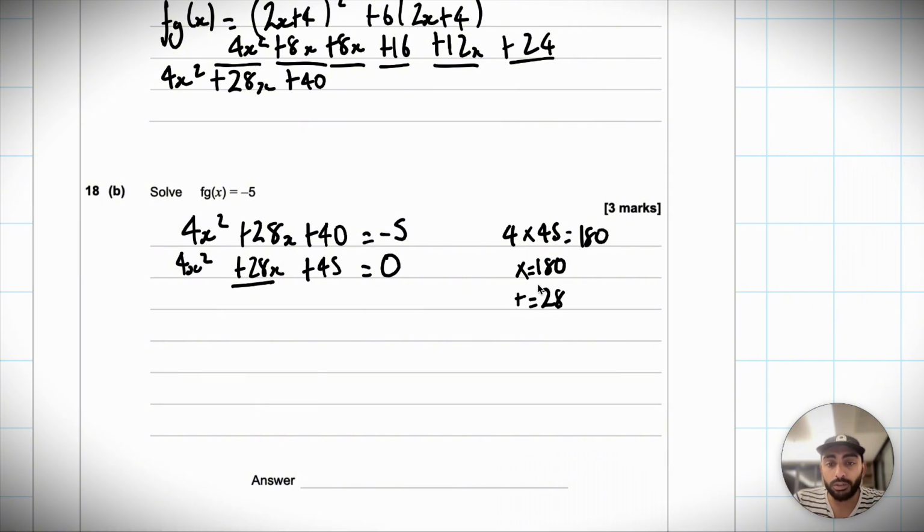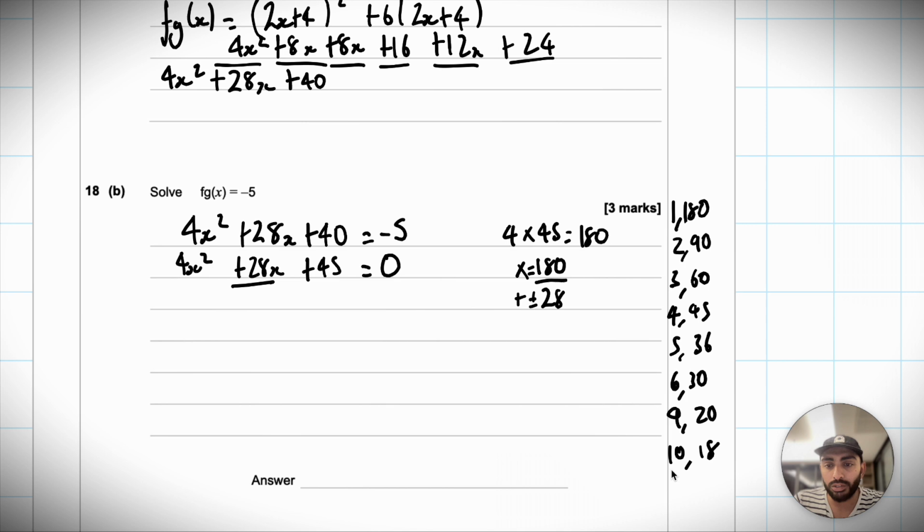If you're not sure how to find those two numbers, you can write out the factor pairs of 180 and see which ones add up to 28. The first one would be 1 and 180, that's too big. Then 2 and 90, still too big. 3 and 60, 4 and 45, 5 and 36, 6 and 30. 7 I don't think would go in. 8 wouldn't go in because you can't half this 45. 9 goes in 20 times. 10 goes in 18 times. So I can see it's going to be 10 and 18.